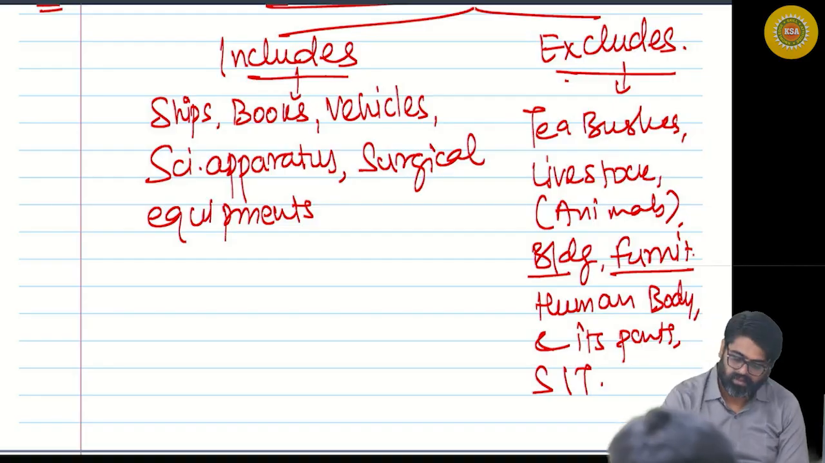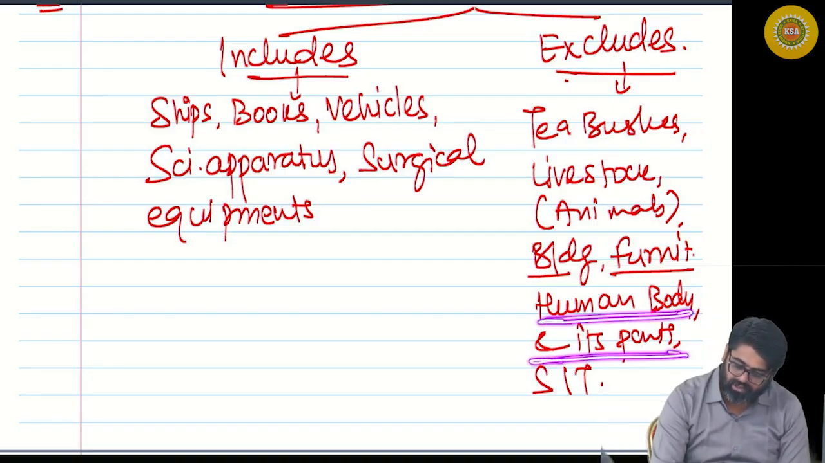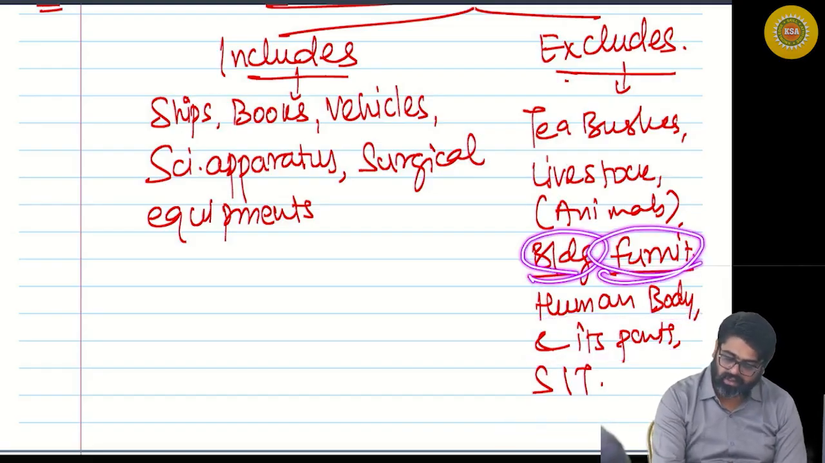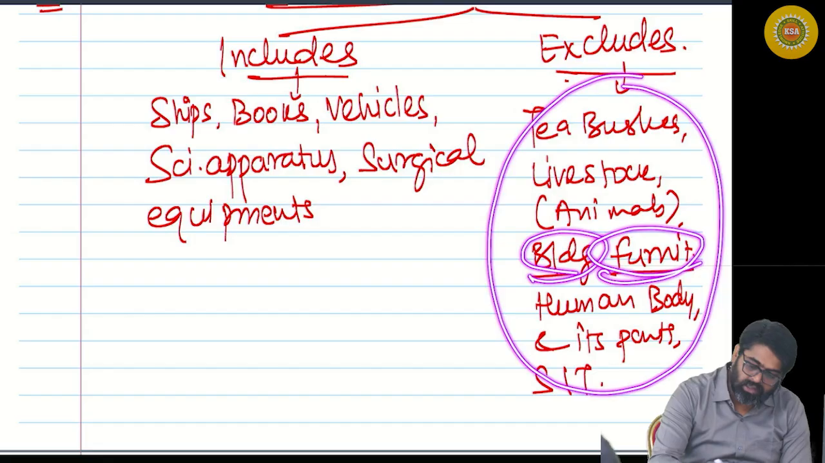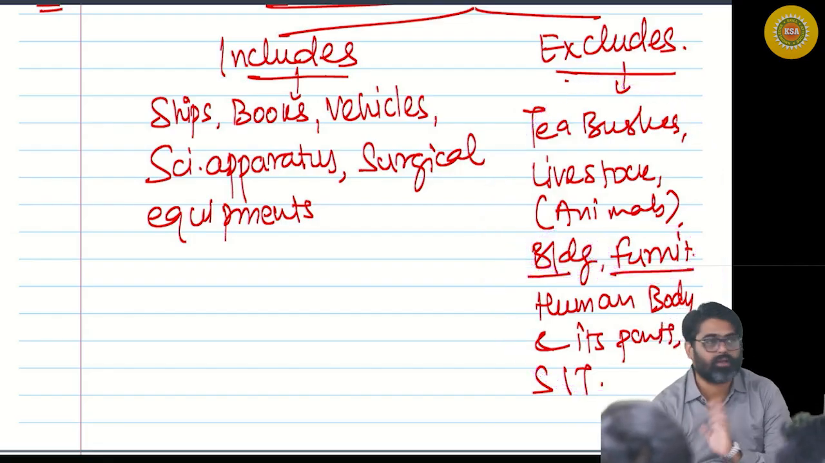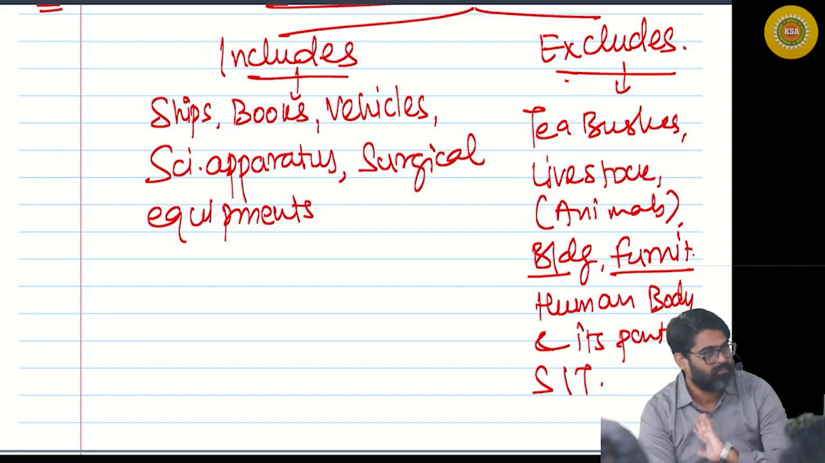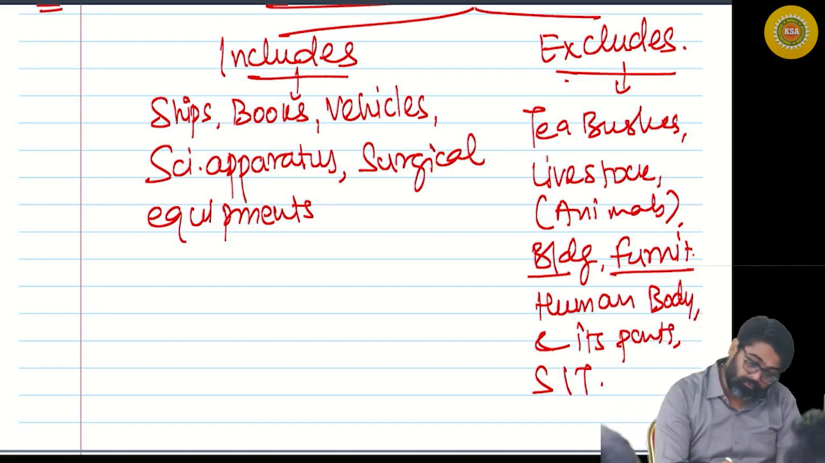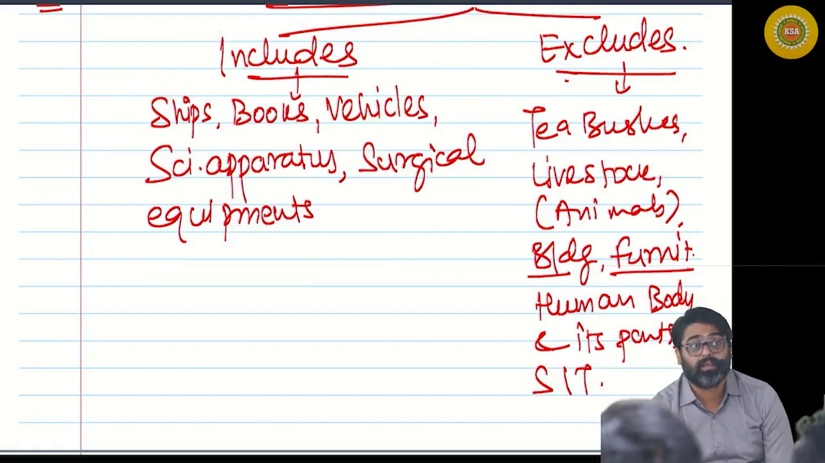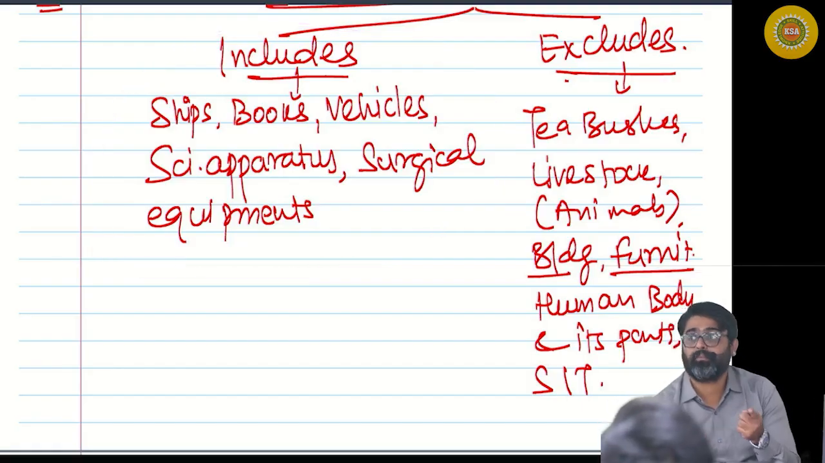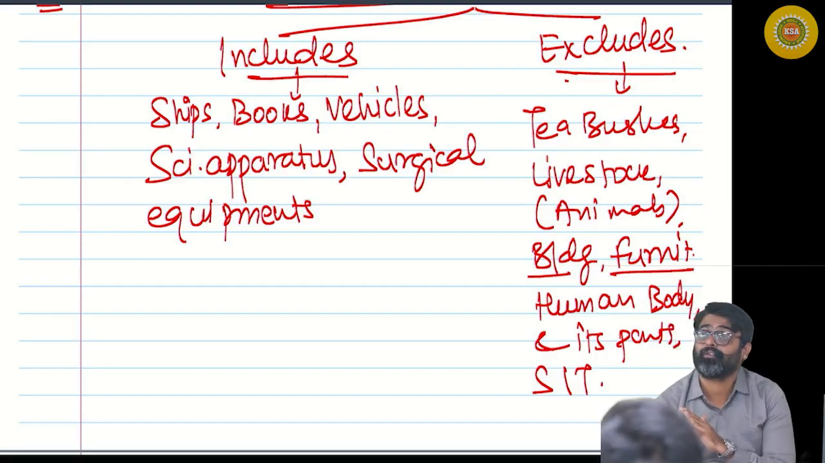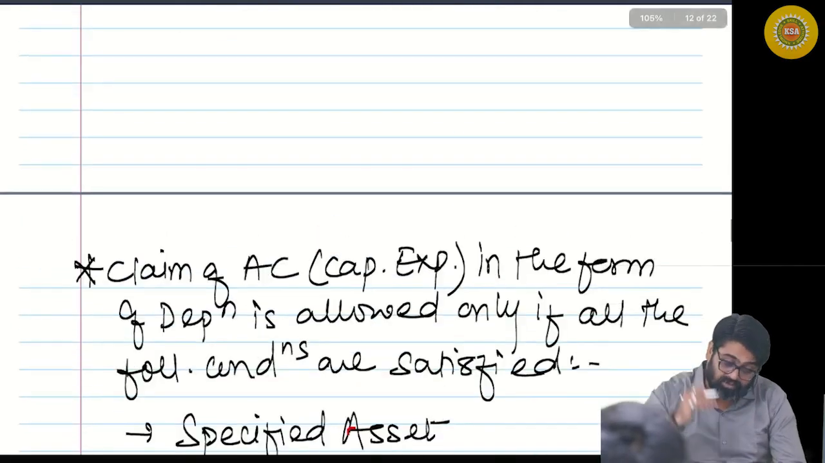Next one. Human body and its parts. Stock in trade in the business and even building and furniture. Anything out of this, you cannot call them plant. They are not treated as plant. Not a plant and machinery. But if you see any of these items, they will be treated as plant. Yes or no? And their cost can be claimed as deduction under the head PGBP because they are known as plant, meaning specified asset.